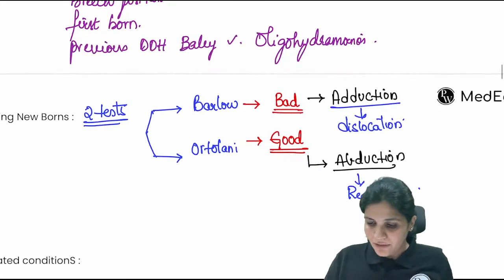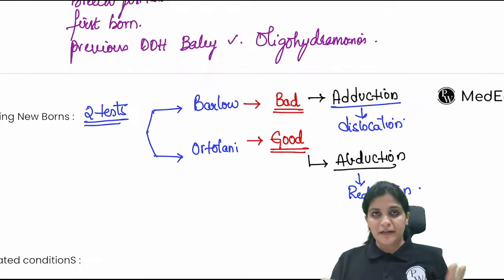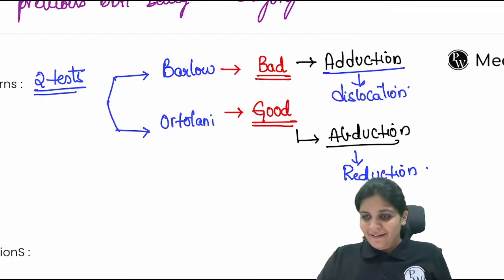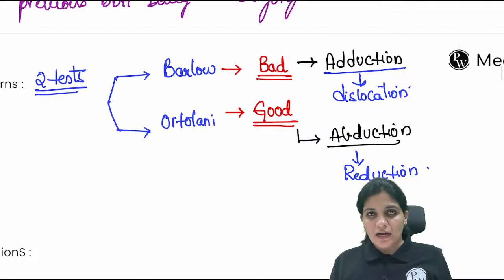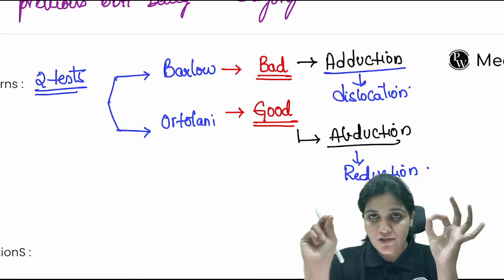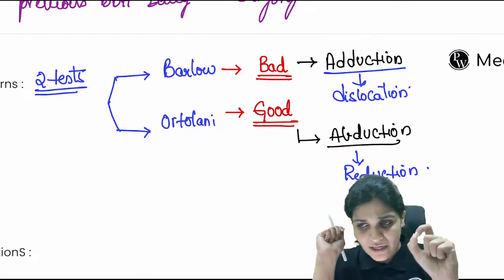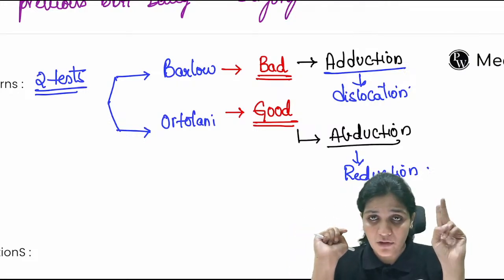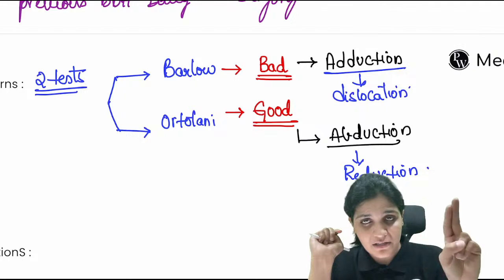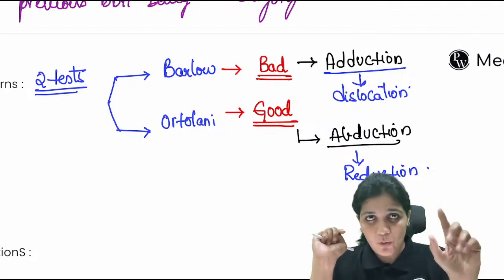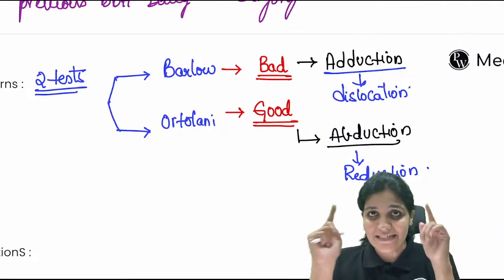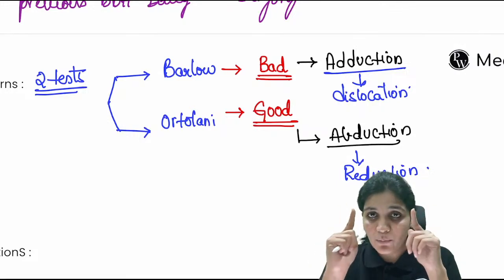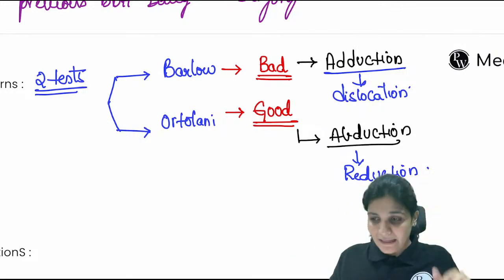This is very, very important. Try remembering this particular picture, right? That's fine. So this you have to print in your mind. Whenever you're answering any DDH question about screening tests, remember there are two important screening tests: one is Barlow's and the second one is Ortolani. And whenever we say Barlow, it is a bad one. Bad one means it is doing adduction, because BAD, adduction, and this adduction will make the hip dislocated.